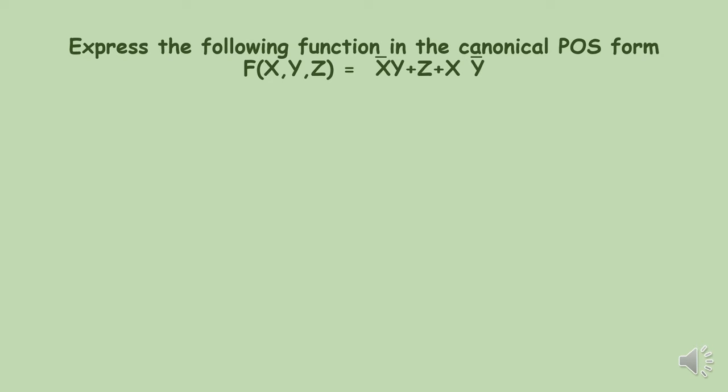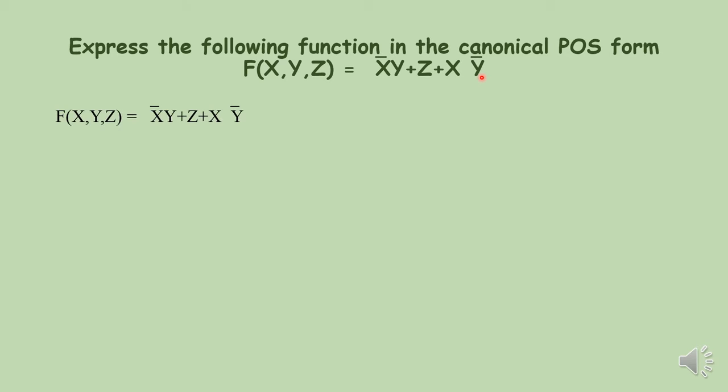Our first example is: express the following function in the canonical POS form. F, which is a function of x, y, z, is equal to x bar y plus z plus x y bar. So it is a non-canonical SOP form. We convert this non-canonical SOP form to the canonical POS form.